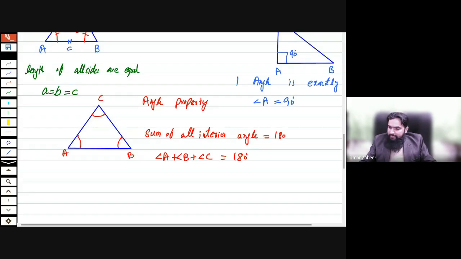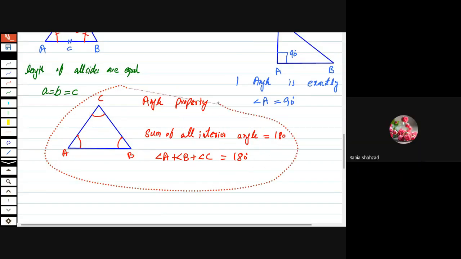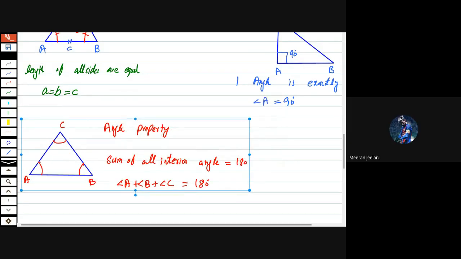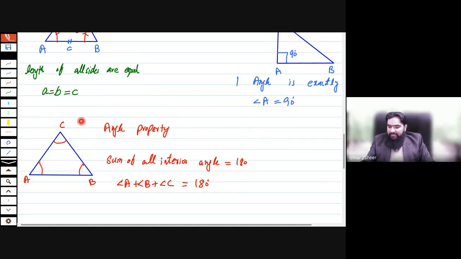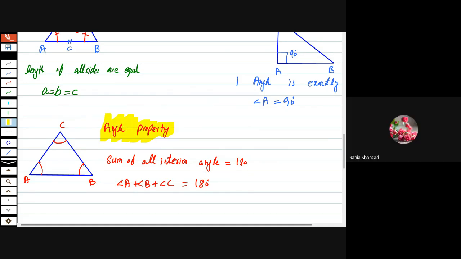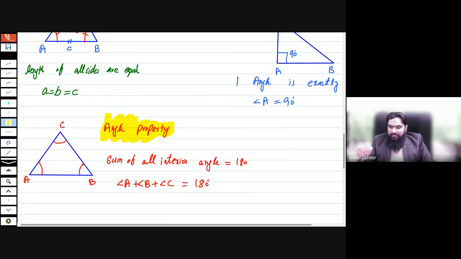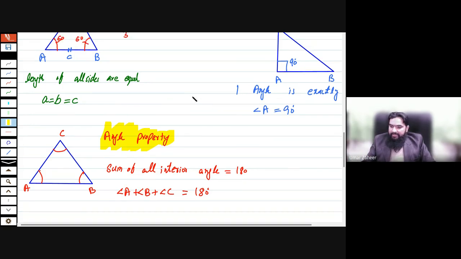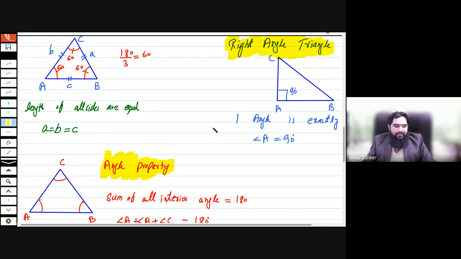Does anyone have a question up to here? No, sir. Any question about the properties of the triangle? Always remember, the sum of the interior angles of any triangle will always be equal to 180. And if it says that it is equilateral, then automatically you know that each angle must be 60 degrees.